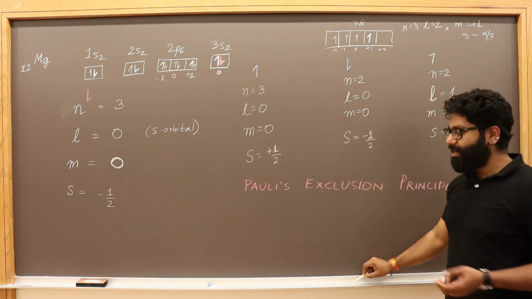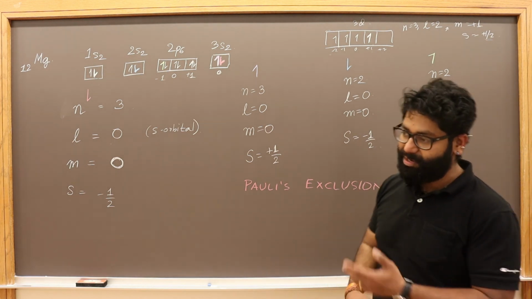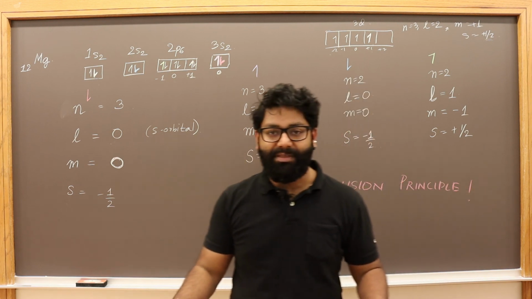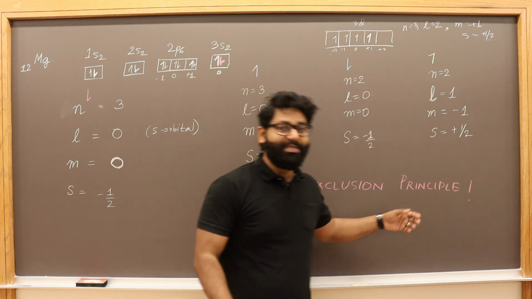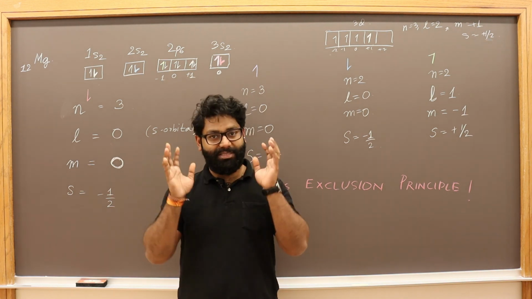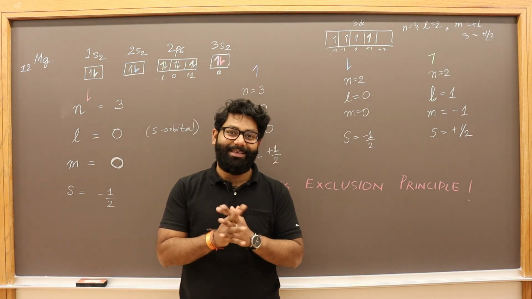Similarly, you can find the quantum numbers for any electron, and you will see that no matter what happens, Pauli's exclusion principle holds. No 2 electrons in an atom will have all 4 quantum numbers similar. Okay? Awesome.